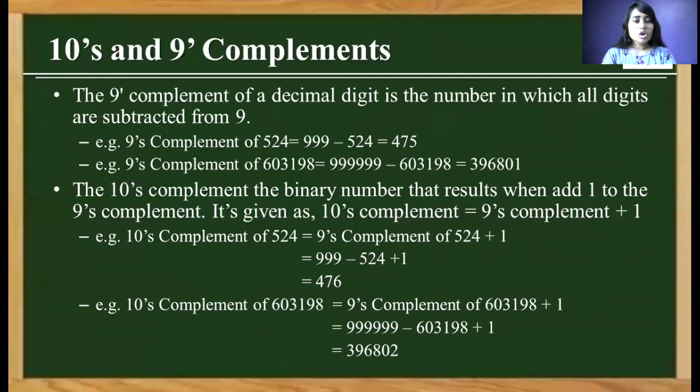And the tens complement of 603198 is basically the nines complement of 603198 plus 1. So here is the answer 396802. So this is how we can calculate tens complement and nines complement. Tens complement means nines complement plus 1, and nines complement can be calculated by subtracting all digits from 9.